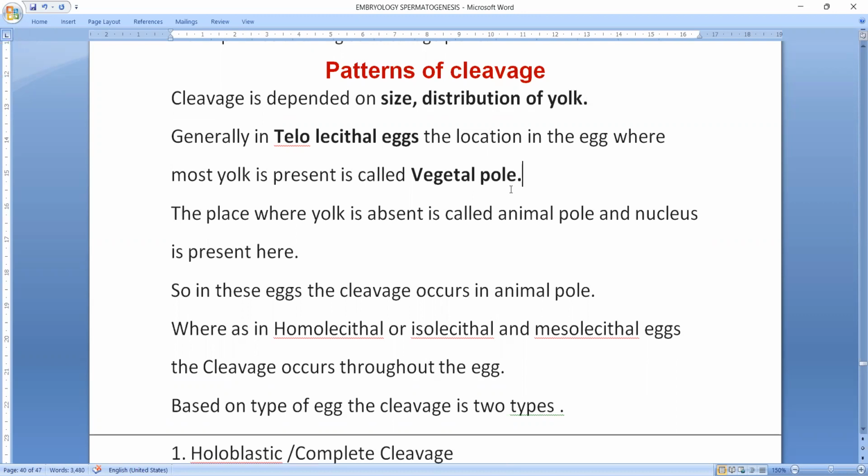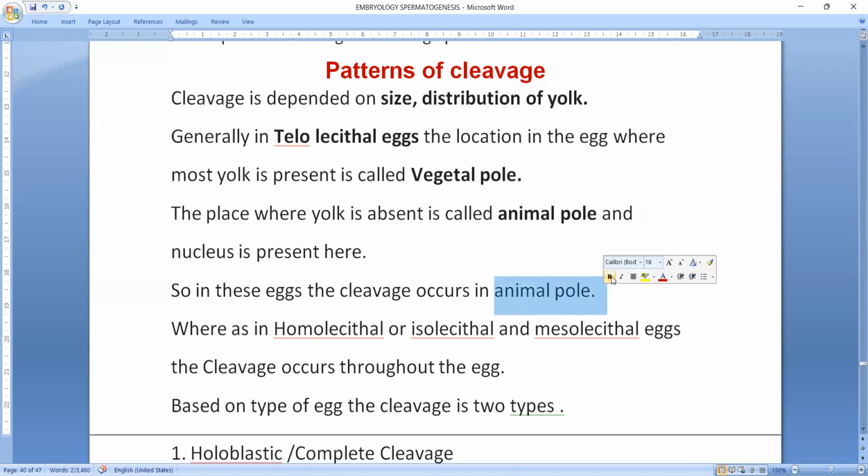In telolethal eggs, it is very clear. The bottom, where the yolk is present more, is the vegetal pole, and the place where yolk is absent is called the animal pole. That is very clear only in megalethal eggs. The nucleus is also present in the animal pole. So in these eggs, the cleavage occurs in the animal pole only. You remember? In telolethal eggs, the cleavage occurs only at the animal pole.